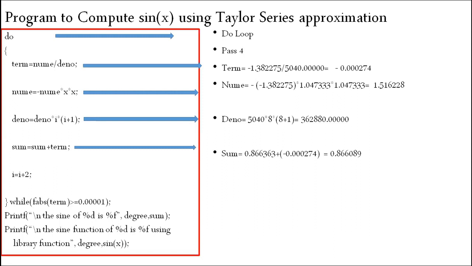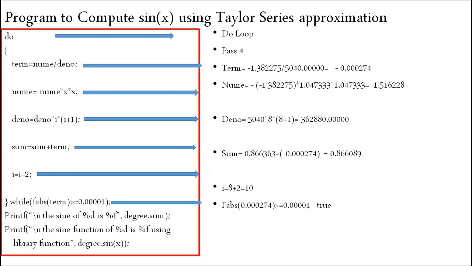So next, sum is equal to sum plus term. The last value of sum is 0.866363 plus the latest value of term, which is minus 0.000274. So by doing this, what we'll get is 0.866089. So next I will be incremented, that is I plus 2. The last value of I is 8. 8 plus 2 will get 10.